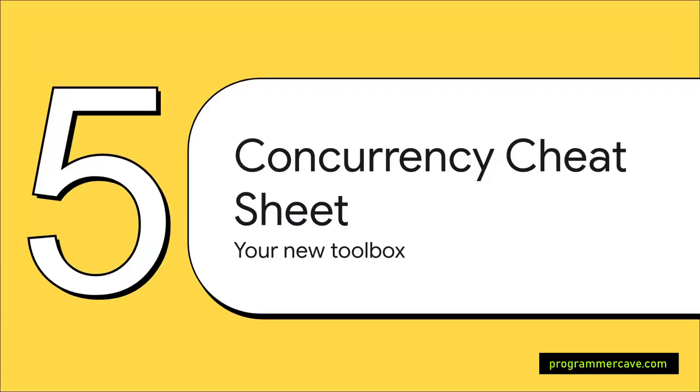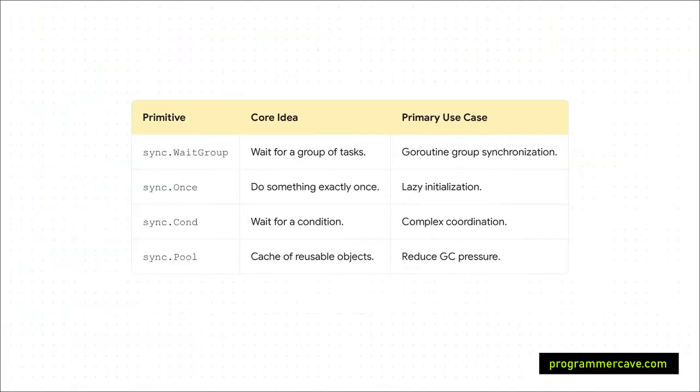Whew. Okay, that was a lot. But we've now filled up our toolbox. So let's do a quick recap with a handy cheat sheet to pull it all together. Here it is, all in one place. Need to wait for a bunch of goroutines to finish? That's a job for sync.WaitGroup. Need to make sure an initialization function runs exactly one time? Grab sync.Once. Got a tricky situation where goroutines need to wait for a specific condition to be true? That's the advanced case for sync.Cond. And finally, if you've identified a performance bottleneck because you're creating too many temporary objects, sync.Pool can help reduce that GC pressure.